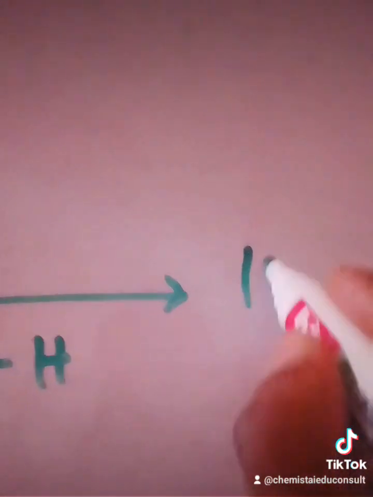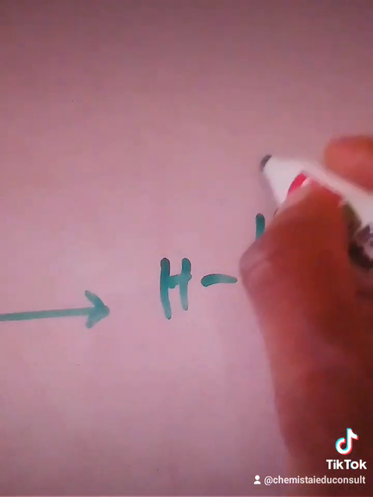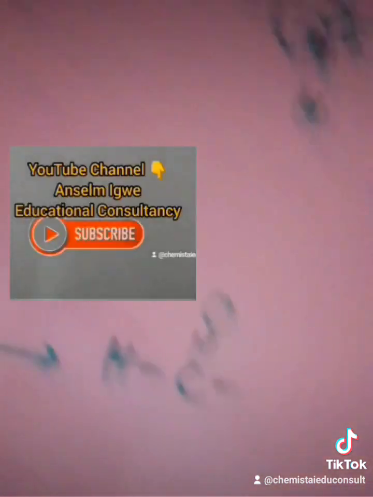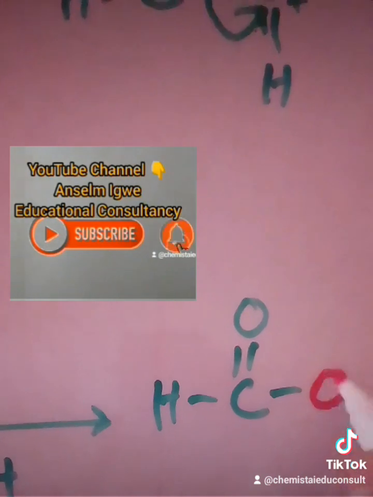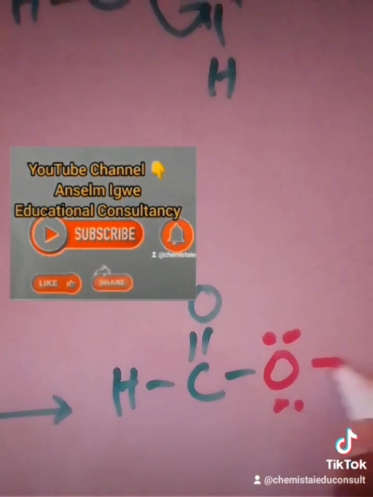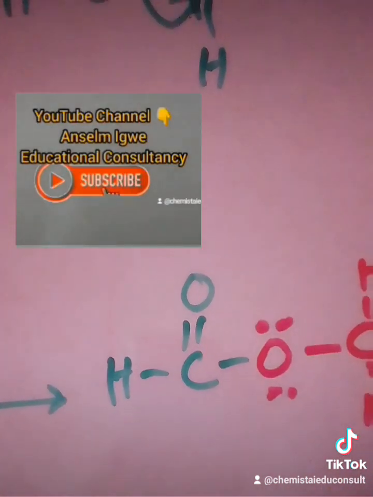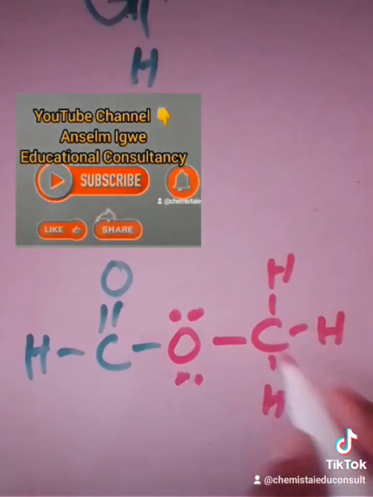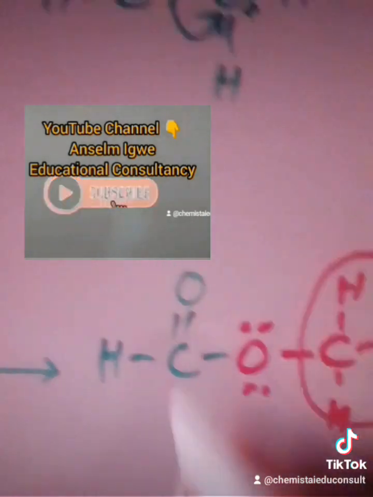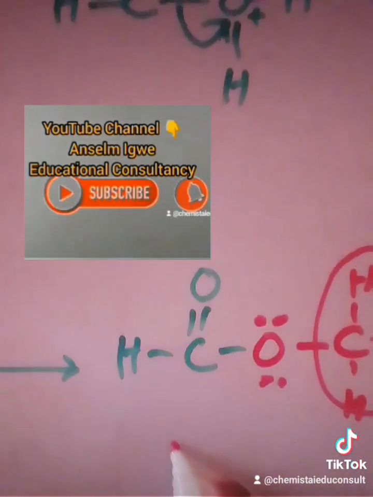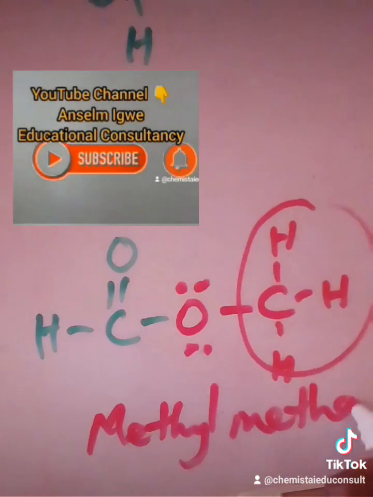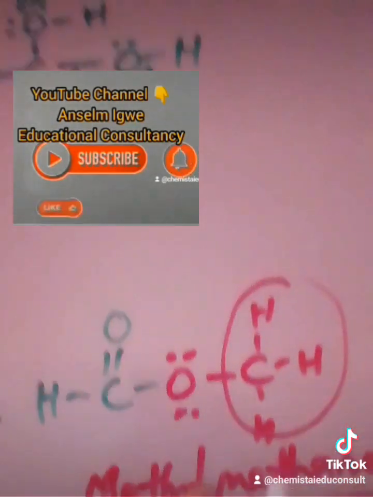And we now have this, the double bond O with O CH3, and this is methyl methanoate. This is the methyl group. This is the methanoate group. So the name is methyl methanoate, and that is exactly this.